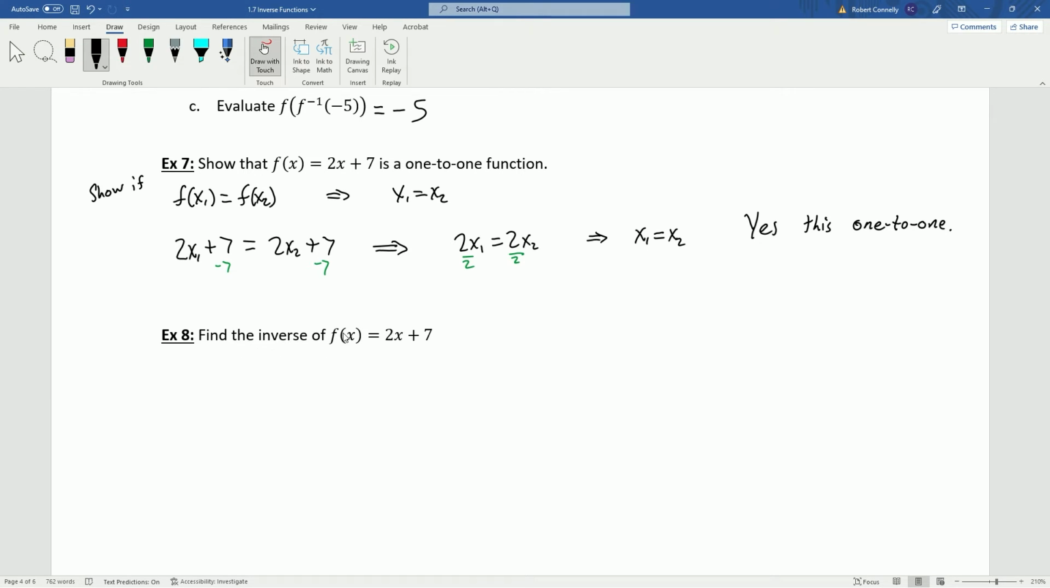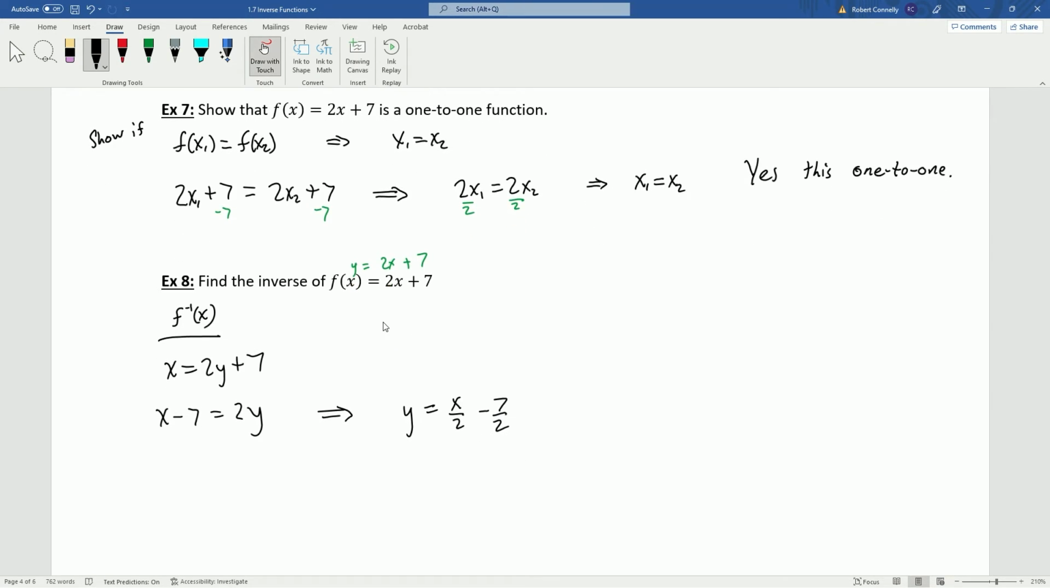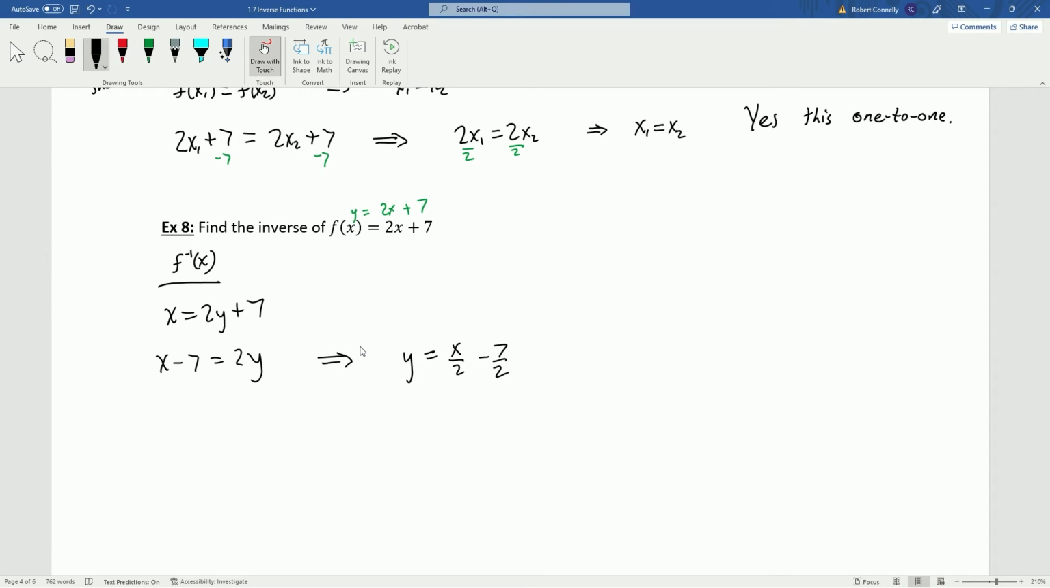Now find the inverse of f of x. What do we know? We know that inverse functions switch inputs and outputs. So instead of writing this as y equals 2x plus 7, I'm going to switch my input and output and write x equals 2y plus 7. If I subtract 7, that gives me x minus 7 equals 2y. And if I divide everything by 2, that gives me y equals x divided by 2 minus 7 halves. I could also write this as x minus 7 all over 2.